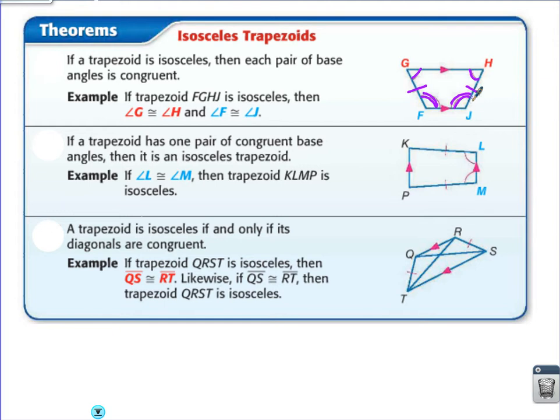If a trapezoid, that's your second theorem. I'll give you a second to write it down. If a trapezoid has one pair of congruent base angles, then it's going to be isosceles. You don't have to even check both of them. If it's got one pair, we already know these are, let's go over that. How do we know that? You have a trapezoid here.